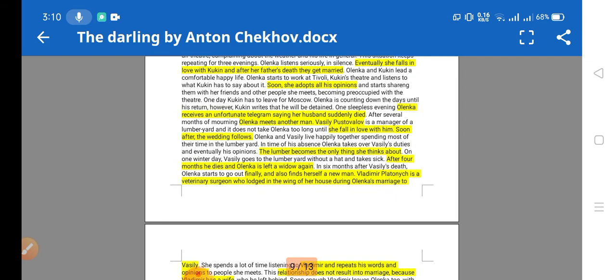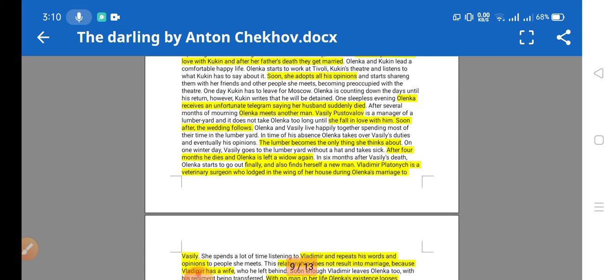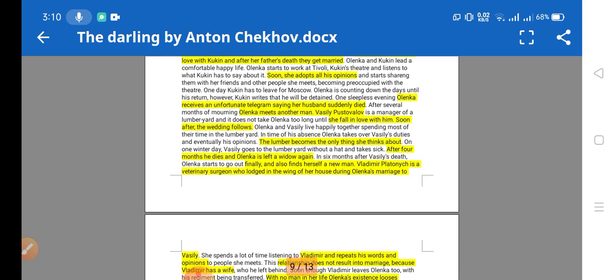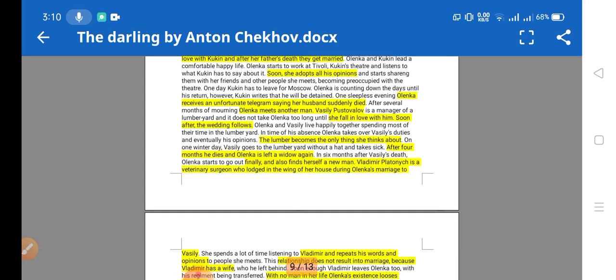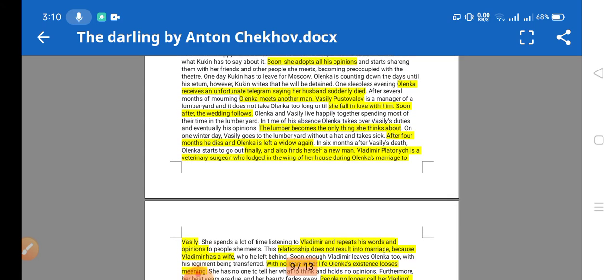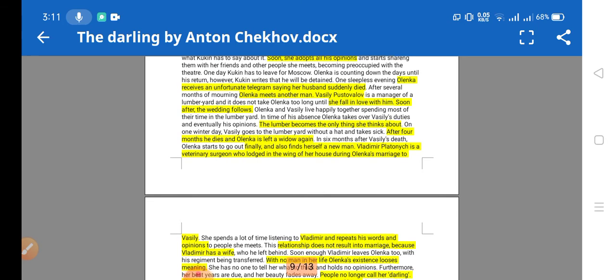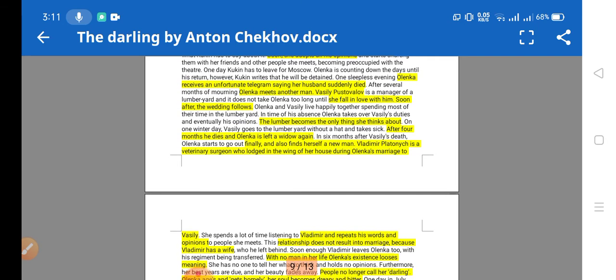and she receives a telegram that her husband has died. After some time the husband died, and Olenka met another man called Pustovalov, who is the manager of a lumberyard, and she fell in love with him, and soon after they married. Now the lumber becomes the only thing she thinks about. And after 4 months he dies. The second husband of Olenka also dies, and she is left a widow again.